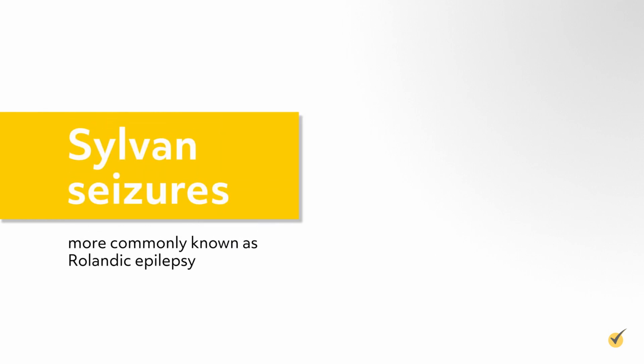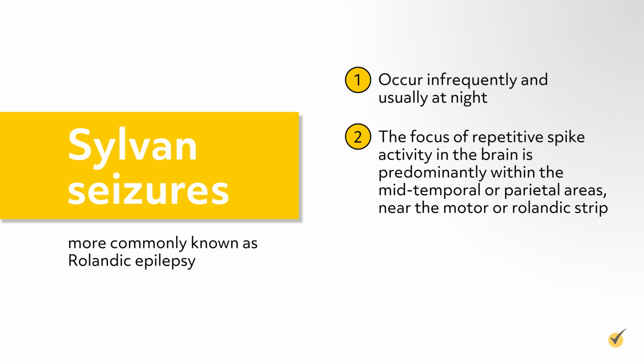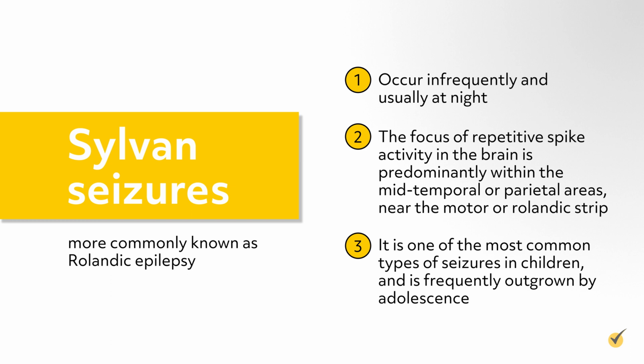Sylvan seizures, more commonly known as Rolandic epilepsy, occur infrequently and usually at night. The focus of repetitive spike activity in the brain is predominantly within the mid-temporal or parietal areas near the motor or Rolandic strip. It is one of the most common types of seizures in children and is frequently outgrown by adolescents.